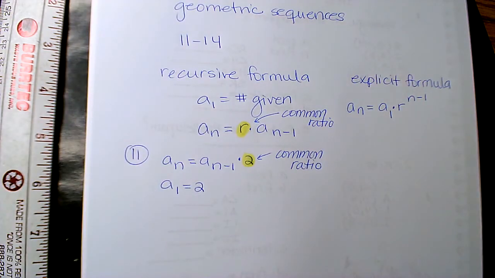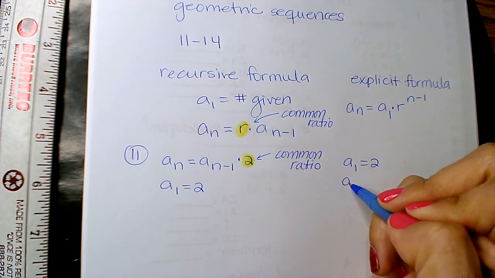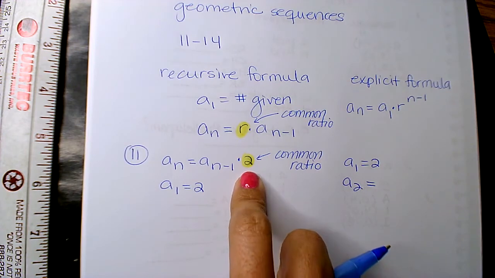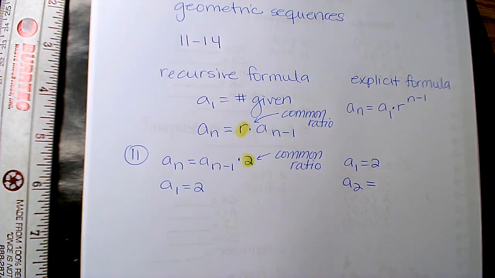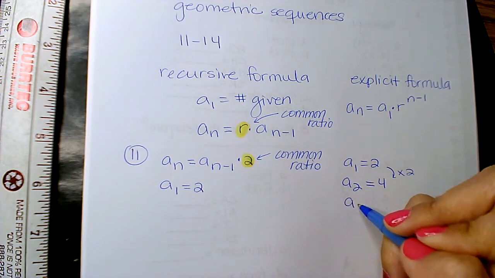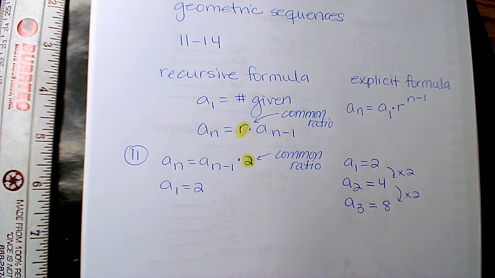All right, so the first 5 terms, they gave me A1 is 2. A2, if my common ratio is 2, aren't I just multiplying by 2 from term to term, right? So 2 times 2, 4, right? A3, 4 times 2, 8, right?